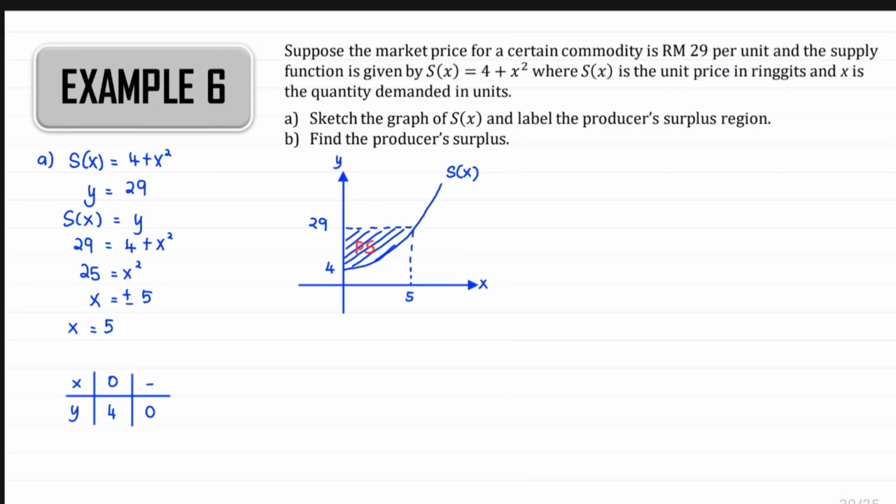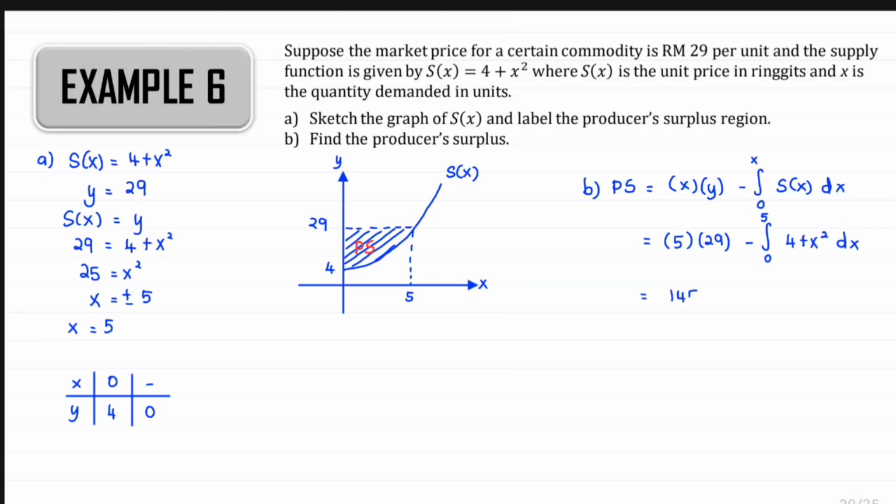And next we find the producer surplus. The producer surplus formula is the point xy minus the integral from 0 to x of the supply function dx. Then we substitute x is 5, y is 29, minus the integral from 0 to 5 of the supply function (4 plus x squared) dx. Then we solve, we get 145 minus [4x plus x cubed over 3] integrated from 0 to 5.